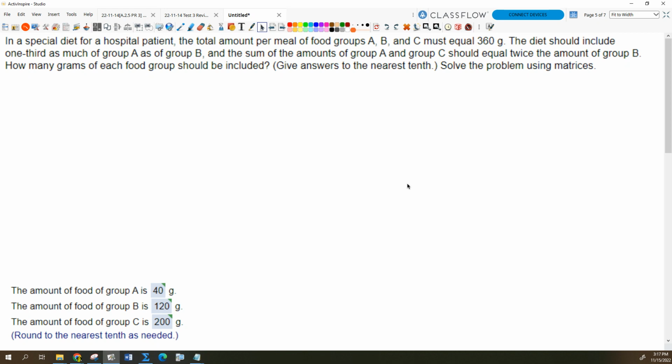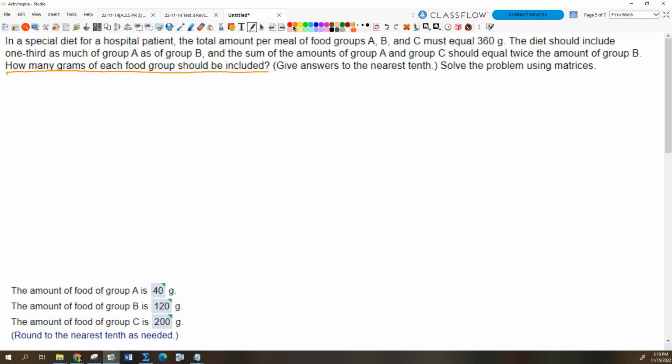Okay, in a special diet for a hospital patient, the total amount per meal of food groups A, B, and C must be 360 grams. The diet should include 1/3 as much of group A as of group B, and the sum of the amounts of group A and group C should equal twice the amount of group B. So here's the question. The question gives away what the variables are going to be, right? So the question is asking, how many grams of each food group should be included?